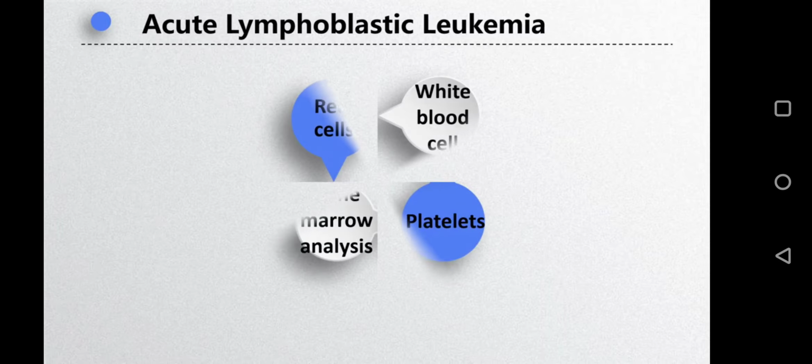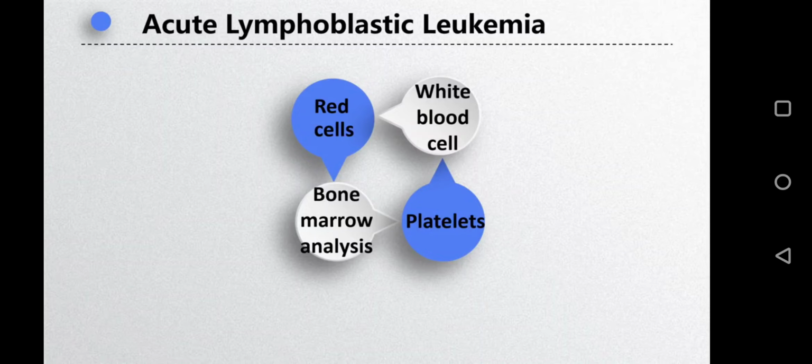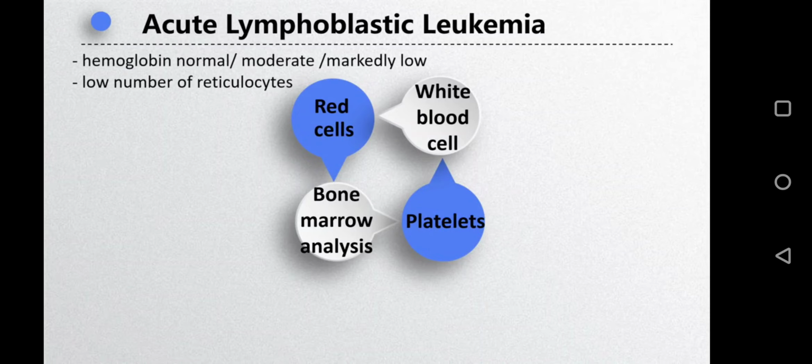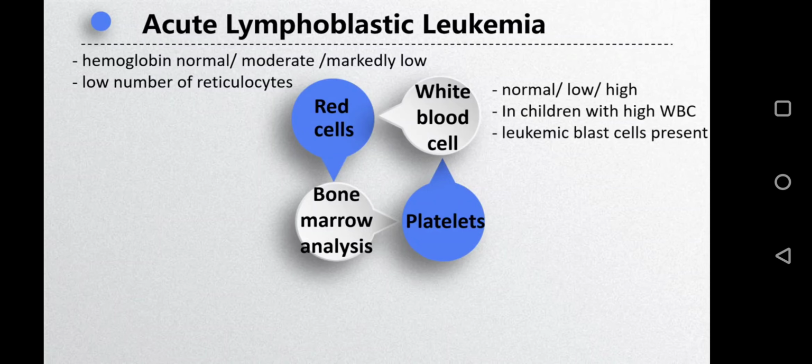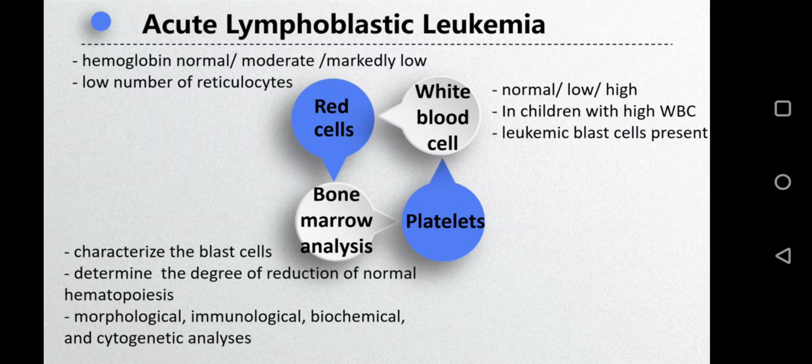In the laboratory findings of this disease, we can find red blood cell hemoglobin normal, moderately or markedly lower, white blood cells high, normal, or lower. In children with high WBC, leukemic blood cells are present, and platelets are usually lower. The character and size of the blood cells determine the degree of reduction of normal hematopoiesis. And the WHO usually uses morphological, immunological, biochemical, and cytogenetic analysis to classify the disease.